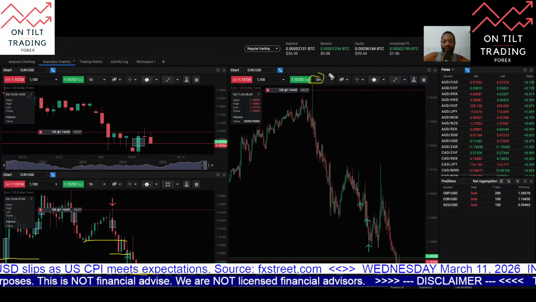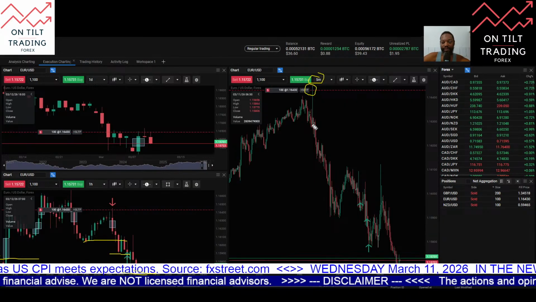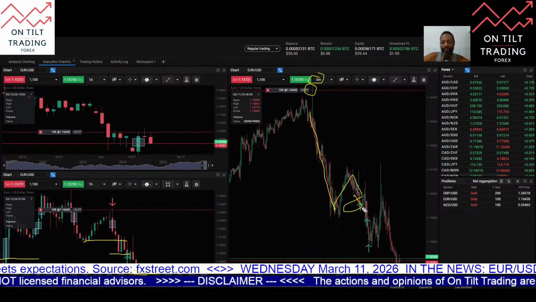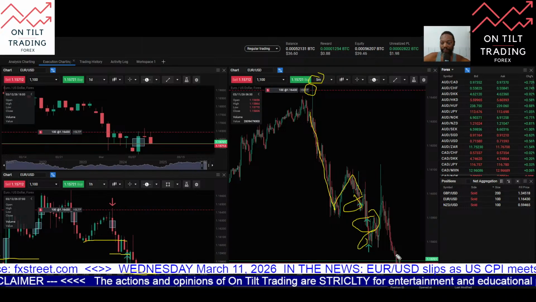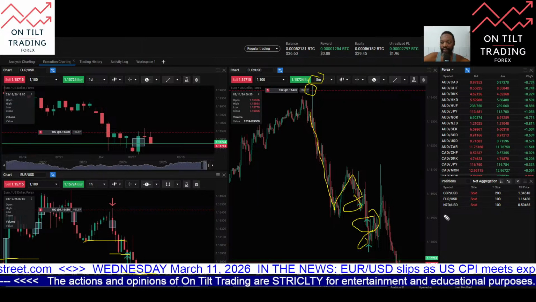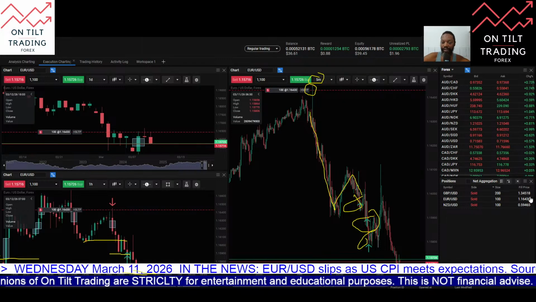My entry here on the 5-minute, and then you can see price here delivering. You can see take profits, and now I've just got the last bit hanging on here for any potential take profits.